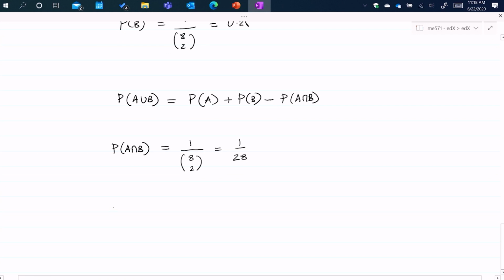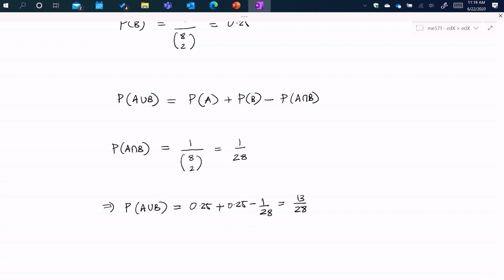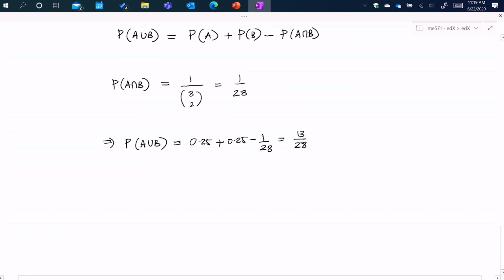So therefore, the probability of A or B, the king or queen of spades being picked, is 0.25 plus 0.25 minus 1 over 28, which turns out to be 13 over 28. That's the probability of picking the king or queen of spades from 8 cards containing kings and queens. Okay, so last example.